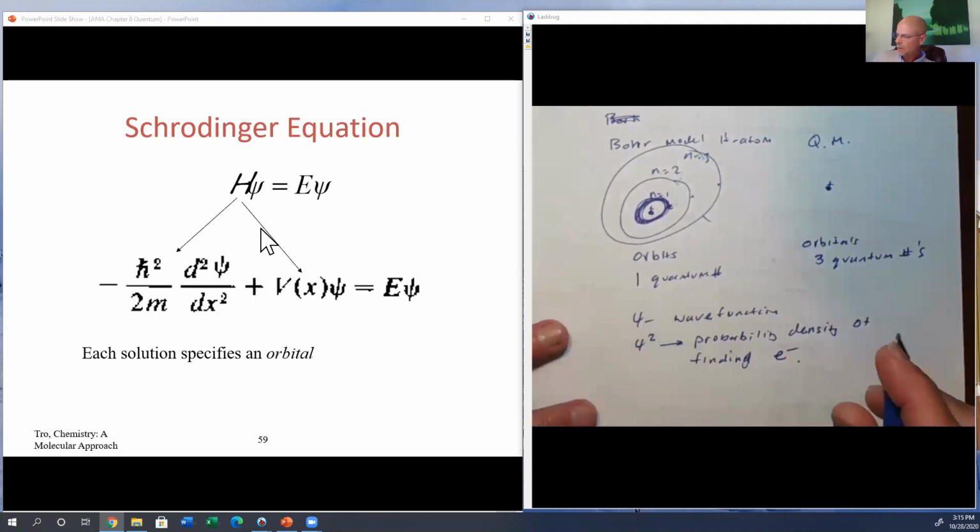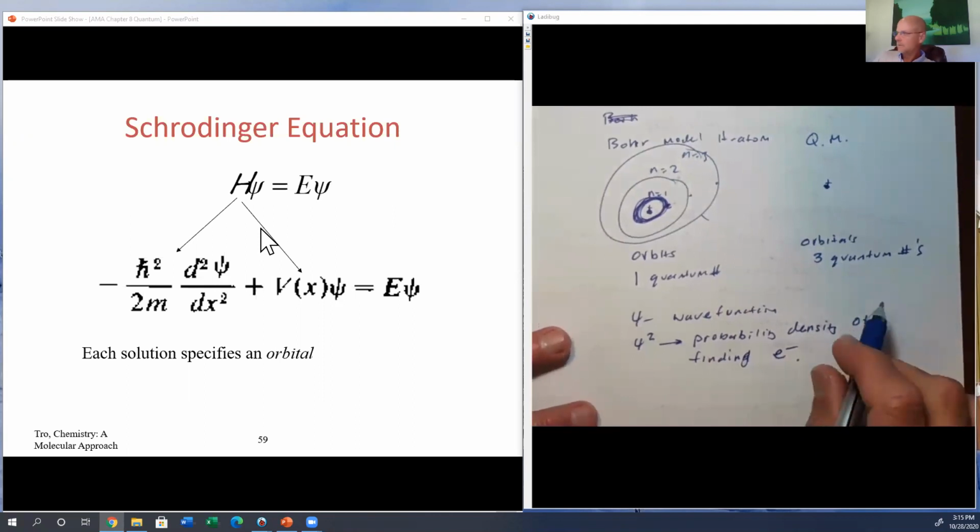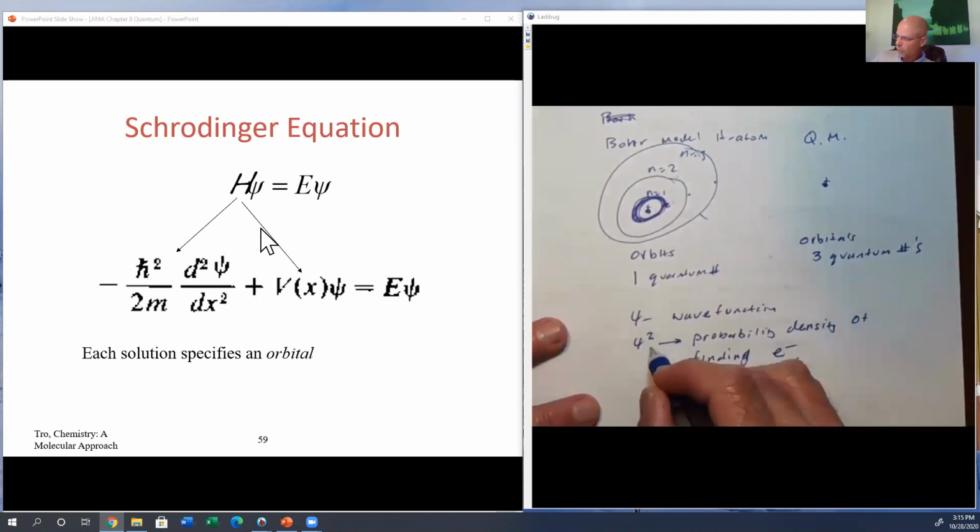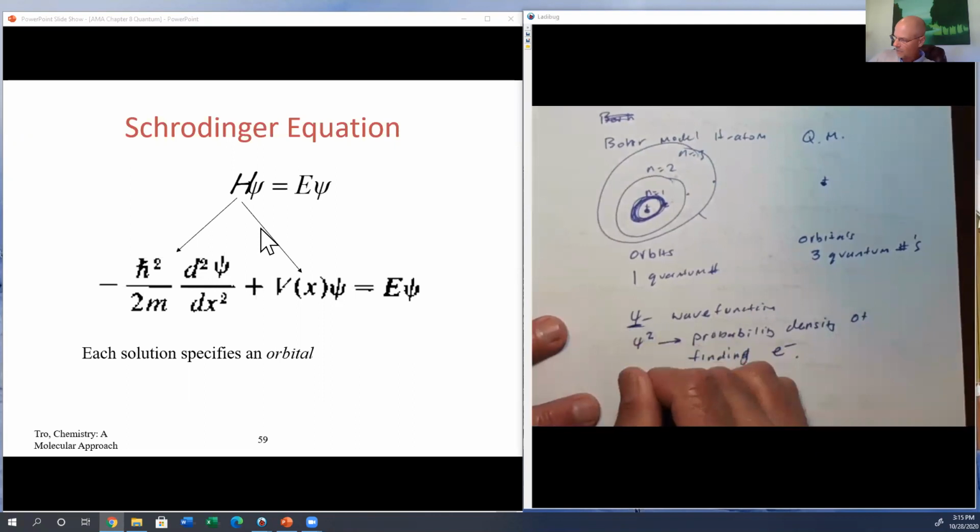Okay, so solving the Schrodinger equation gives you the wave function and it gives you the energy.